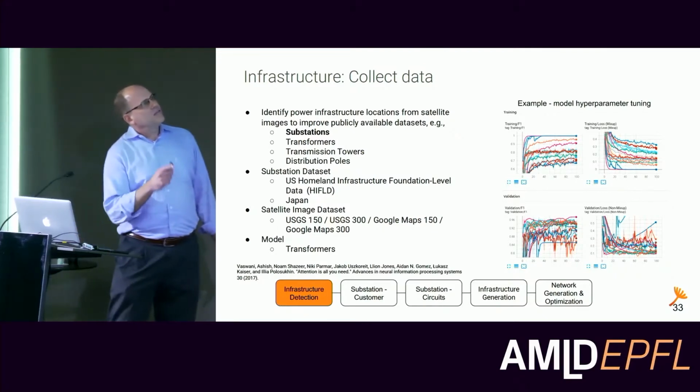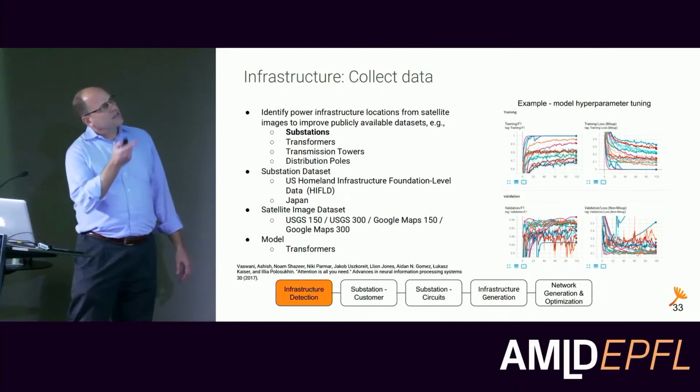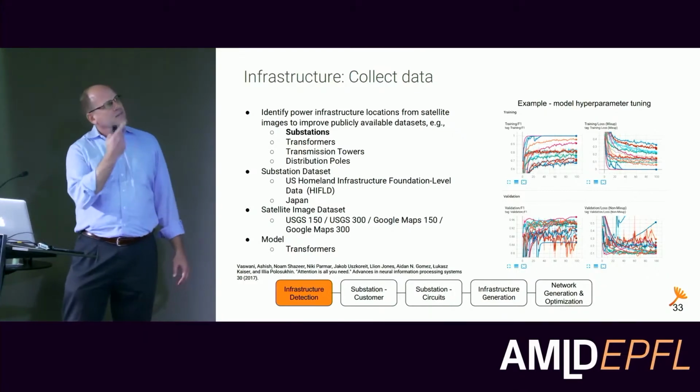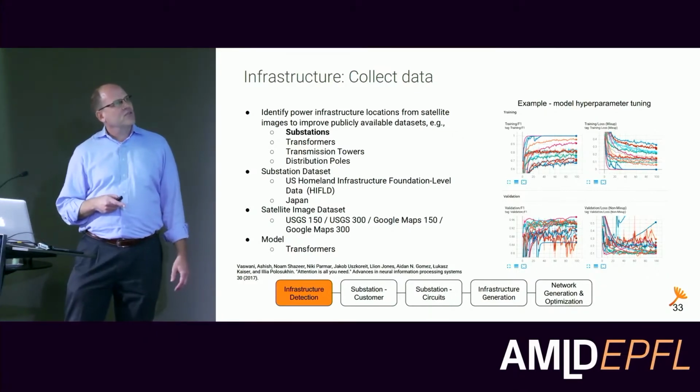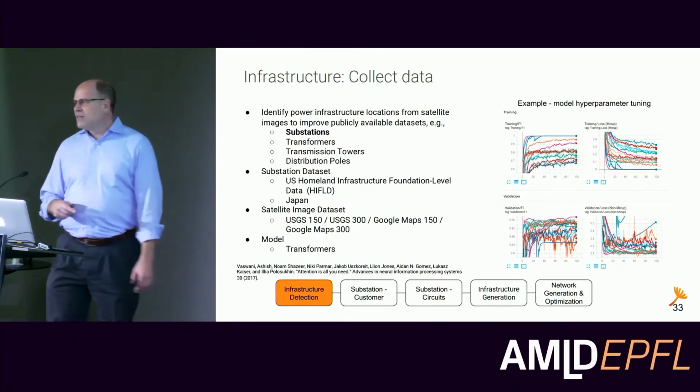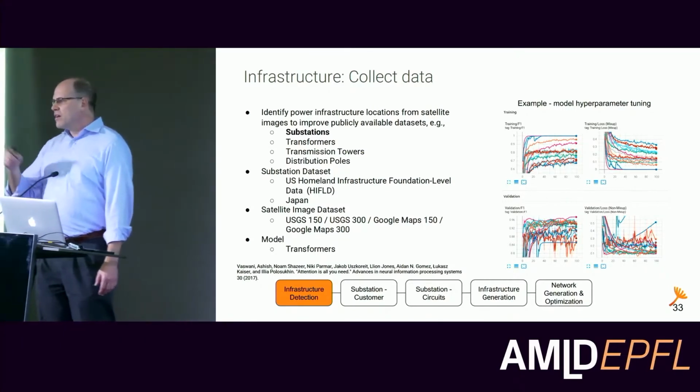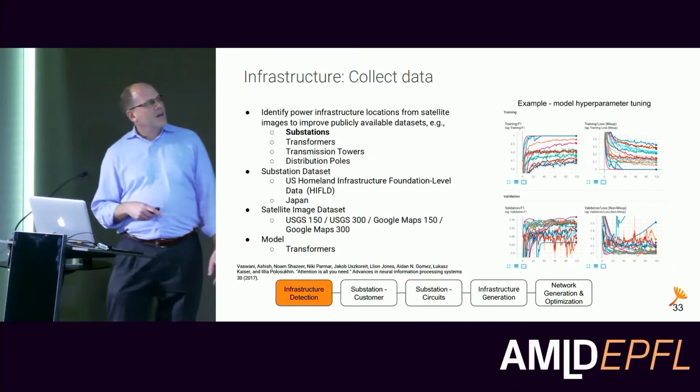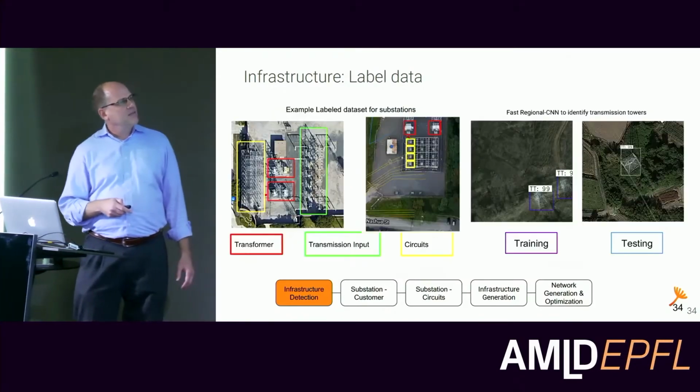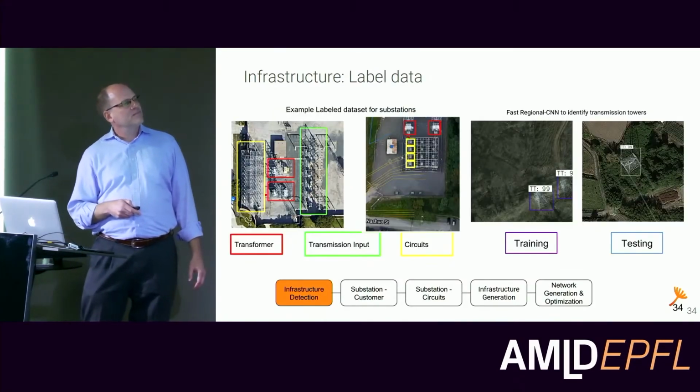So this gives you some sense of collecting the data. It's a mix of data that's publicly available, like the U.S. Homeland Infrastructure Foundation, satellite data, which allows us to understand the network effects, and we have some data from data vendors.